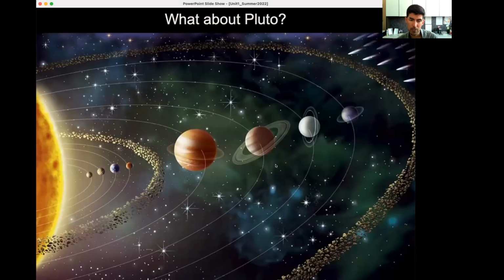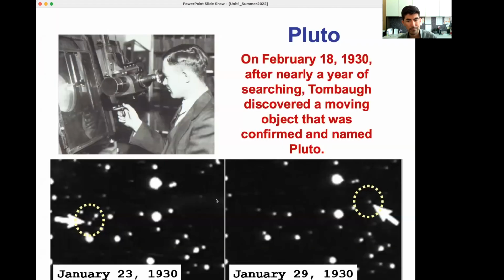And so what about Pluto? Well, we have our very cartoonish depiction of the solar system. And as you have seen in the prior lectures, this is not what our solar system looks like in any sense of the matter. However, we did not really understand all about what the solar system looked like during the time of Pluto's discovery. Pluto was discovered on February 18th, 1930, after a year of searching by the astronomer Clyde Tombaugh.